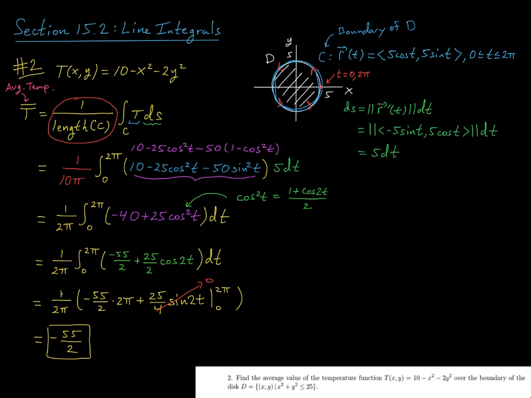And then you have that 1 over 2 pi out in front. Keep in mind that this 5 that came from the differential arc length element, ds, if you pull that in front, then you get 5 over 10 pi, which simplifies to 1 over 2 pi. Now these 2 pi's are going to drop out, and so you get the average temperature over this boundary circle to be -55/2. Now there aren't units here, but whether it's Fahrenheit or Celsius, pretty darn cold.